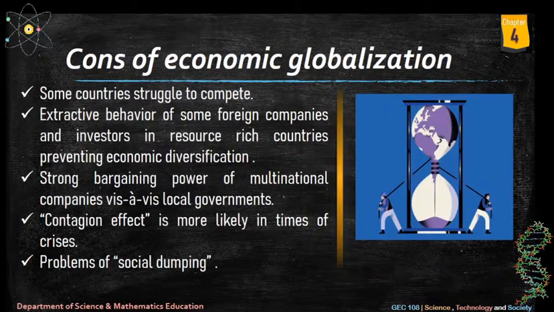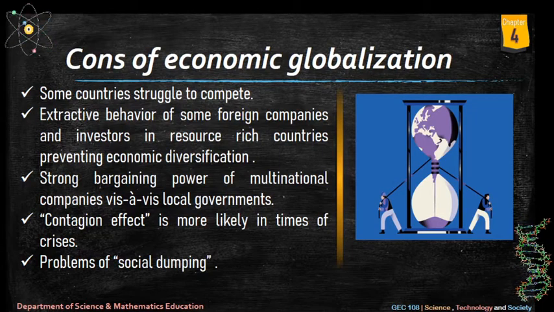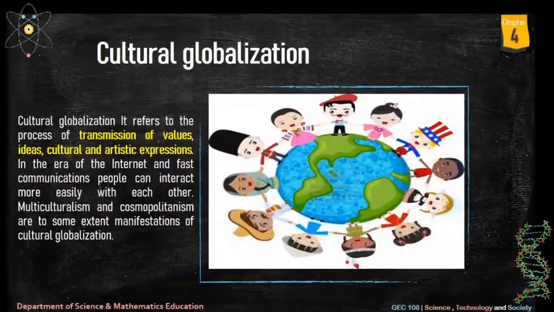Cons of economic globalization. Some countries struggle to compete. Extractive behavior of some foreign companies and investors in resource-rich countries, preventing economic diversification. Strong bargaining power of multinational companies vis-a-vis local governments. Contagion effect is more likely in times of crises. Problems of social dumping. Cultural globalization.